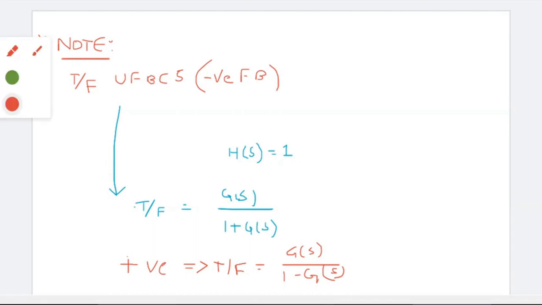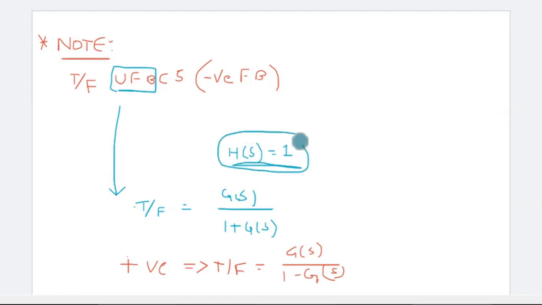Here unity is nothing but unity feedback, that is, the feedback gain H of s we have to consider as unity, that is 1. This value you have to substitute in the transfer function of the positive feedback control system as well as the negative feedback control system. By substituting in the negative feedback control system, we get the transfer function G of s by 1 plus G of s. By substituting in positive feedback, we get the transfer function equal to G of s by 1 minus G of s. Am I clear?